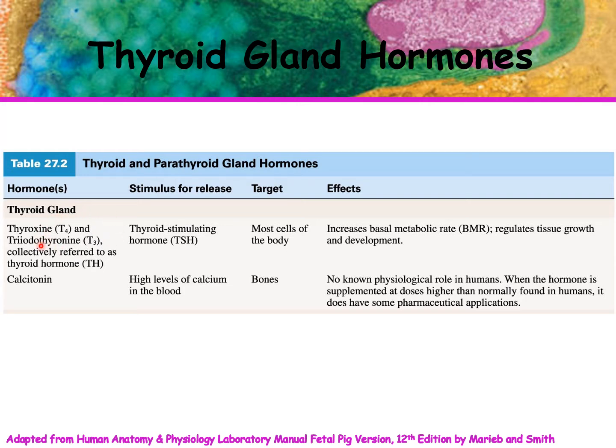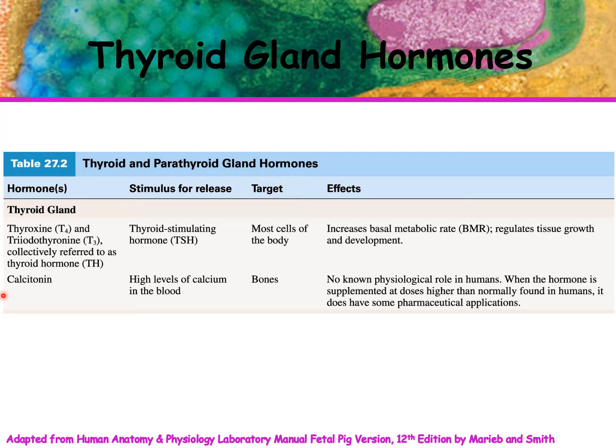Thyroxine and triiodothyronine, T4 and T3, are secreted by follicular cells in the thyroid gland. The third hormone from the thyroid gland is called calcitonin, and this is secreted by the parafollicular or C cells of the thyroid gland.